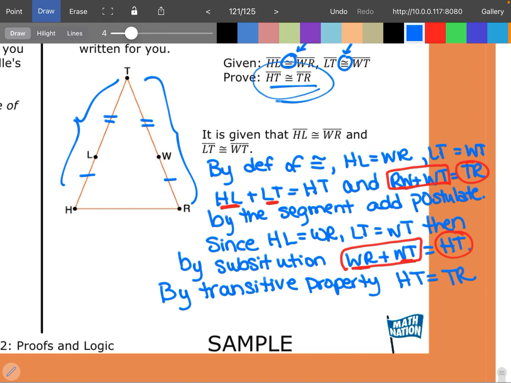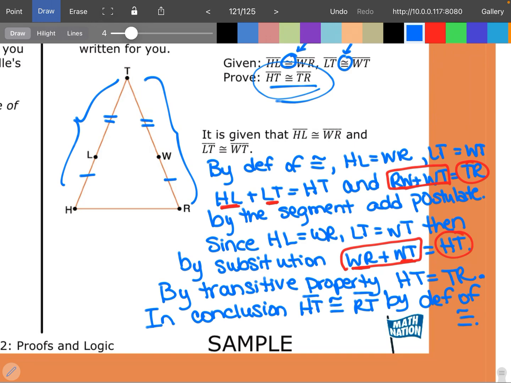We're almost there. I've proven that they're equal to each other. So I know that there's only one last thing I can do. If the sides are equal to each other, their segments are congruent to each other. So in conclusion, HT is congruent to RT by the definition of congruence. That was a little bit tough.